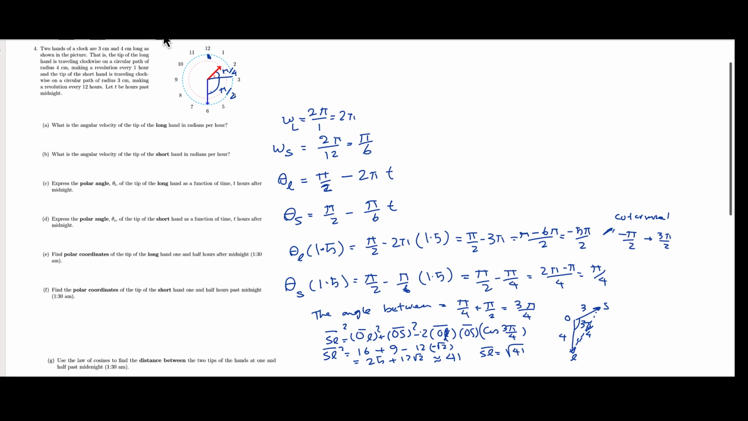Oops, I think here the question is asking to find the polar coordinates, and I gave you only a polar angle. So the polar coordinate for the first one, the long hand, is 4 and then the angle is minus pi half, or I can write 4 and negative pi half. It would work both ways. And in here, the radius was 3 and the angle was pi fourth. So this is what you get for the answer.